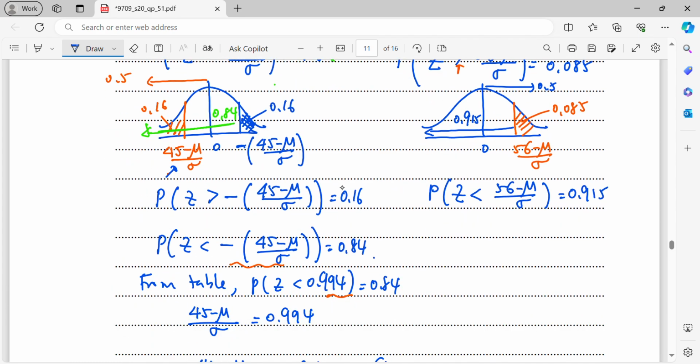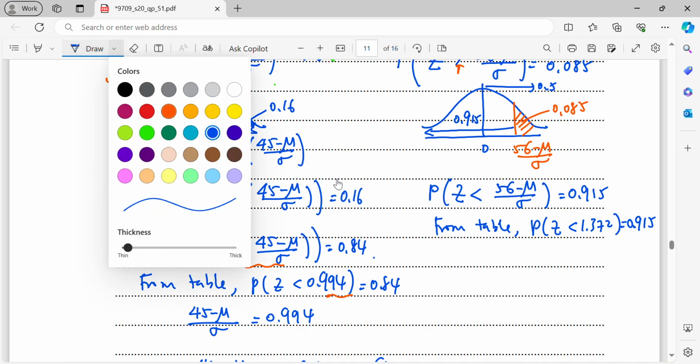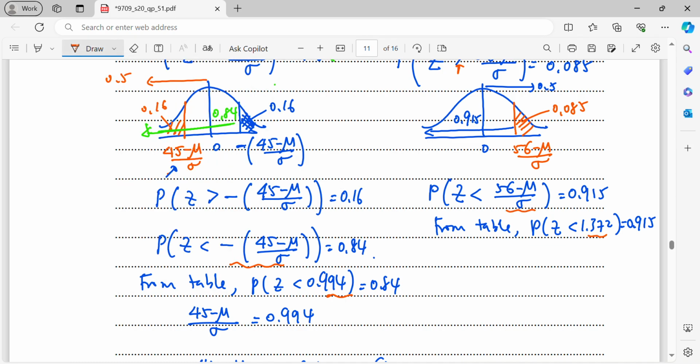Now, again from the table. So P(Z less than 1.372) is 0.915. And now we compare. This is my second equation. So I will be getting 56 minus mu over sigma equals 1.372, and the sigma moves up to the other side, and then I will be getting the second equation.